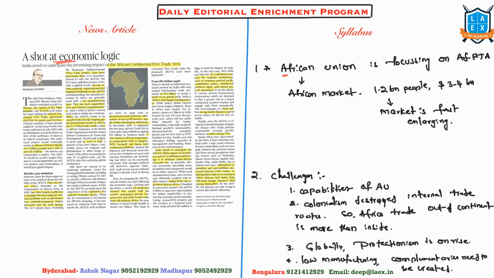Why? The young population in Africa is increasing, with a higher population which is in the consumptive zone, and this will automatically create a new demand. And this demand, if it is well captured by India, then India's exports will increase. As on today, the African market is of the size of 1.2 billion people and close to $3 to $4 billion. So this market is fast enlarging, and India has to make a cash into it.